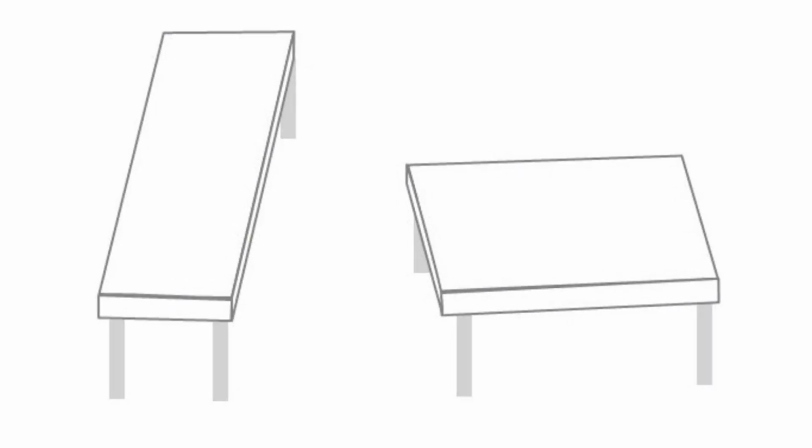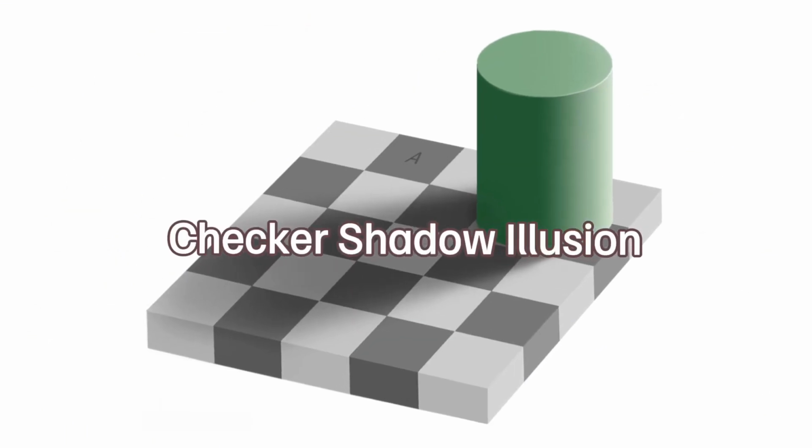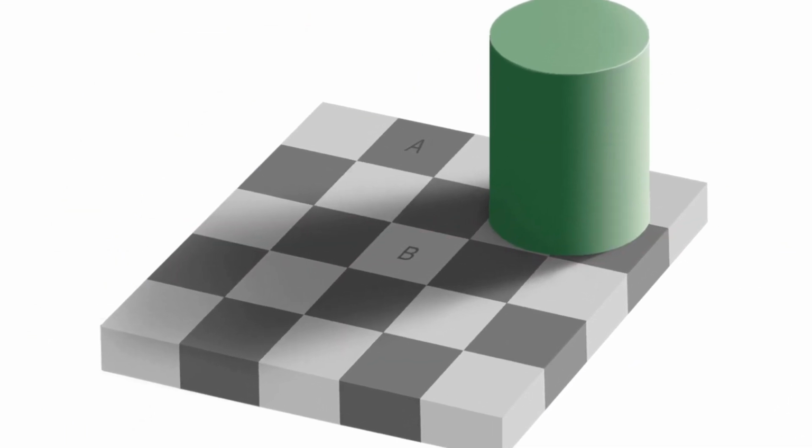It's a reminder that our brains don't always give us the whole picture. What we see is not always what's actually real. Checker shadow illusion. How your brain misjudges color?